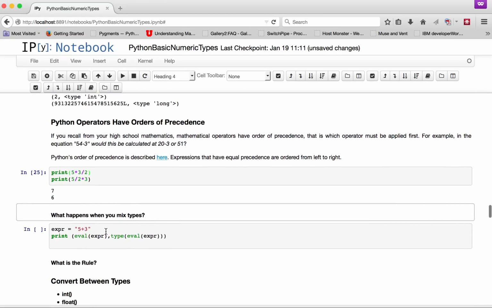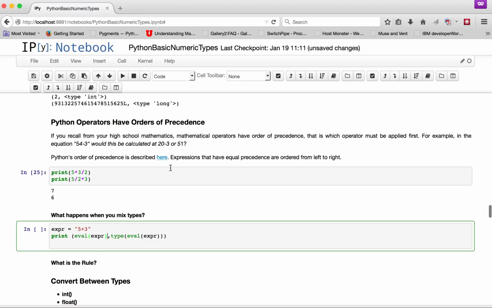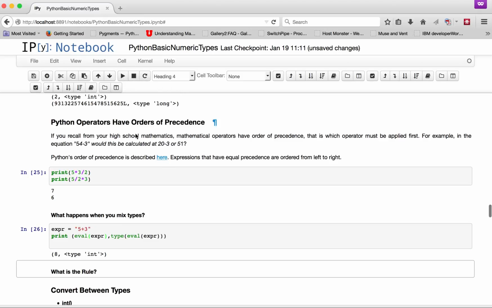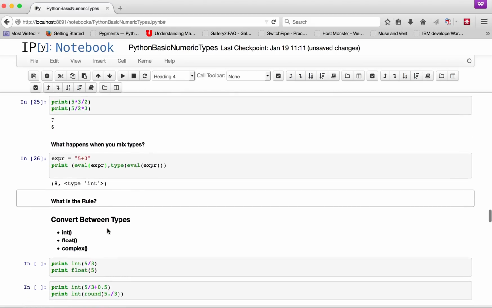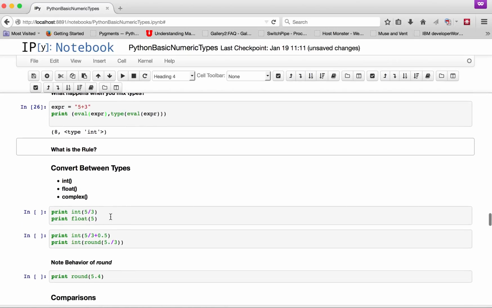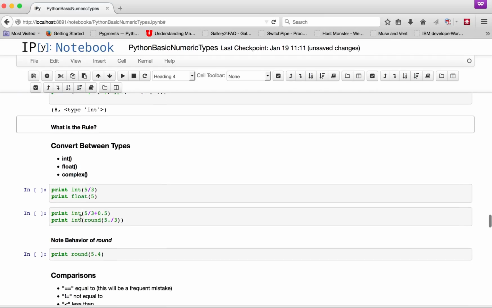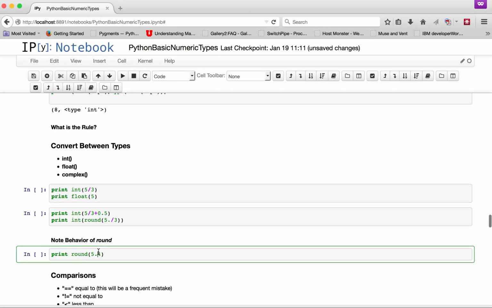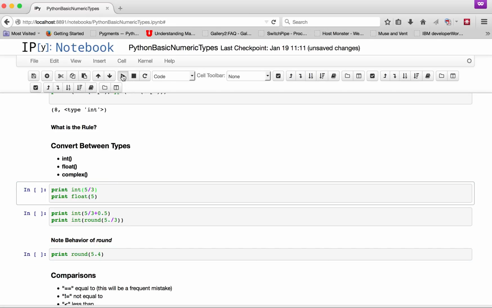Okay, what happens when you mix types? Basically, if we have mixing types, Python is going to upconvert everything to whichever representation requires the most number of bytes. We can explicitly convert between types by integer and floating point operators. There is a rounding function, and let's just evaluate some of these.